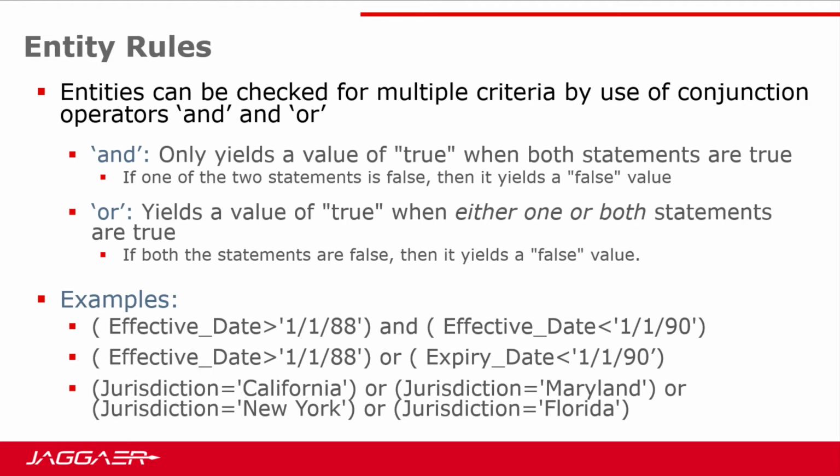It could be multiple. So if the jurisdiction is California or Maryland or New York or Florida and so on and so forth. This is why it is important to surround your rules with parentheses, though, to clearly distinguish between the multiple criteria. Also, just be aware that you cannot configure both AND or OR operators in one condition. So it has to either be AND or OR. It can't be an AND and an OR.